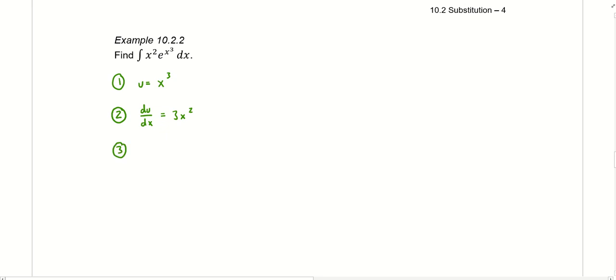Step 3 is the weird one, the one where it seems like we're doing things that are illegal. We're going to solve or rearrange this so that we have it as dx equals something. So solve it for dx. I'm going to multiply both sides by dx, which gives me du equals 3x squared times dx. And then I want dx equals something, so I'm going to divide both sides by 3x squared, which is going to give me dx equals du over 3x squared.